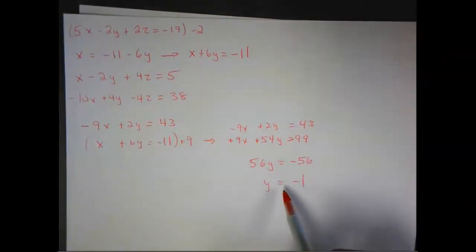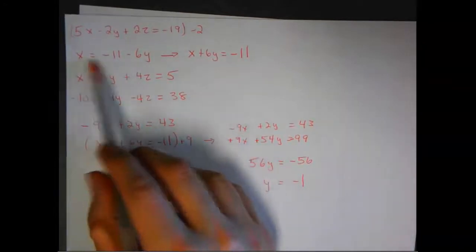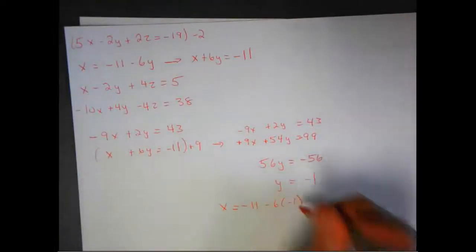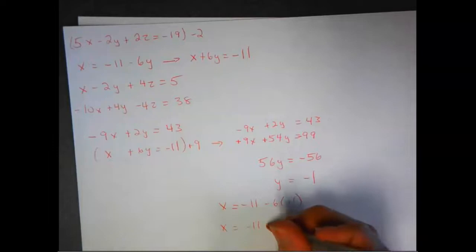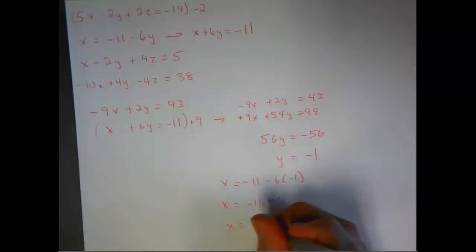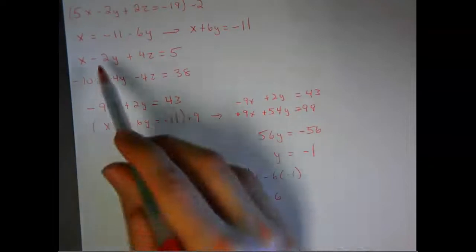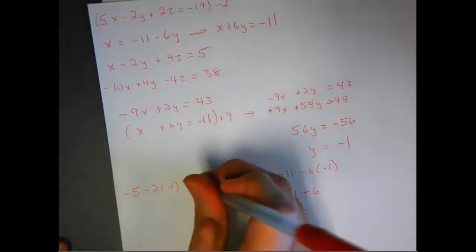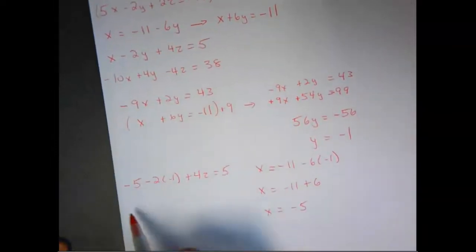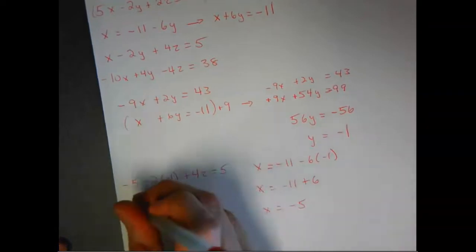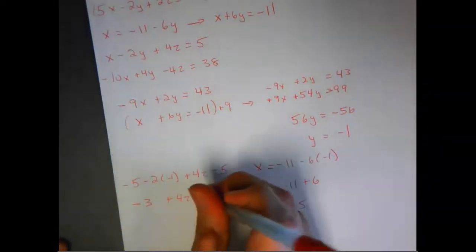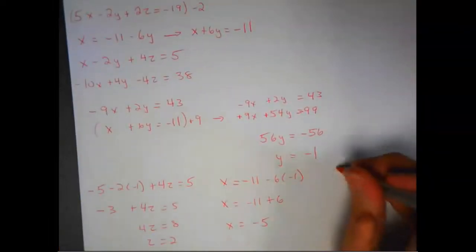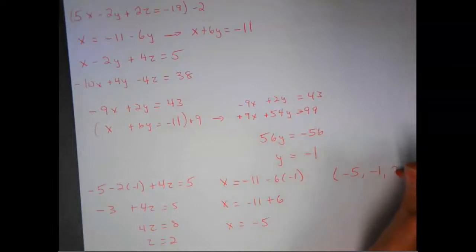Plug that in to find x. I'll just use this equation here. x equals... I use these two to find z. I'll use the last equation. Let's see, negative 5 plus 2 is negative 3. So 4z equals 8... negative 5, negative 1.